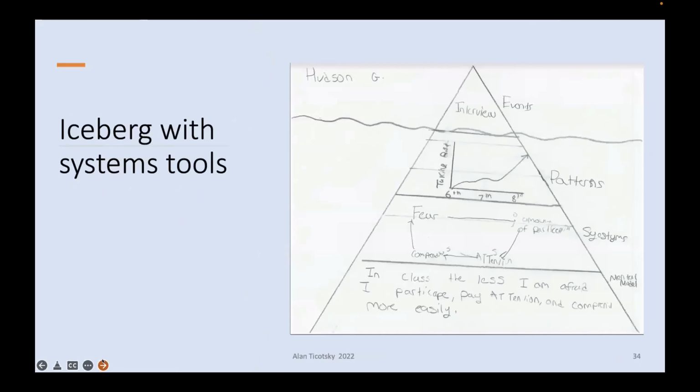And I have a second one where this student also drew a reinforcing loop as his fear went down. And his model was eventually that in class, the more he participates and pays attention, he gets better.